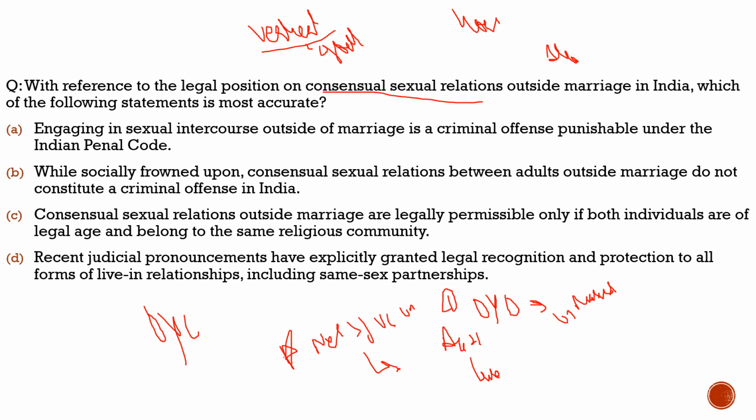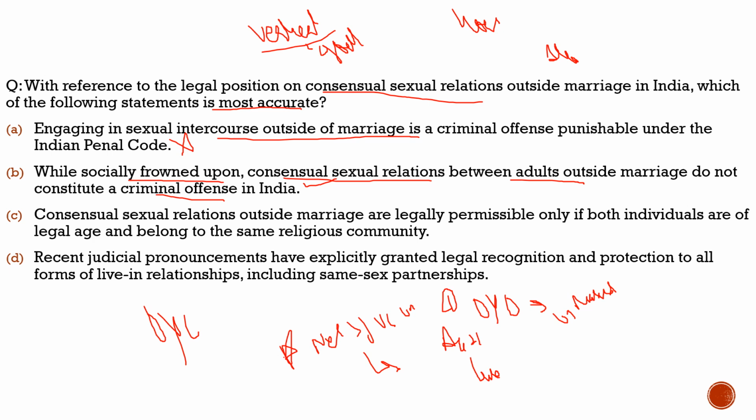Here the question says: with reference to the legal position on consensual sexual relations outside marriage in India, which of the following statements is most accurate? First, engaging in sexual intercourse outside of marriage is a criminal offense punishable under the Indian Penal Code. Totally incorrect, because we discussed how it is very much allowed. Second, while socially frowned upon, consensual sexual relations between adults outside marriage do not constitute a criminal offense in India. 100% correct. It is socially frowned upon, but it is not criminalized in India. The second statement is correct.